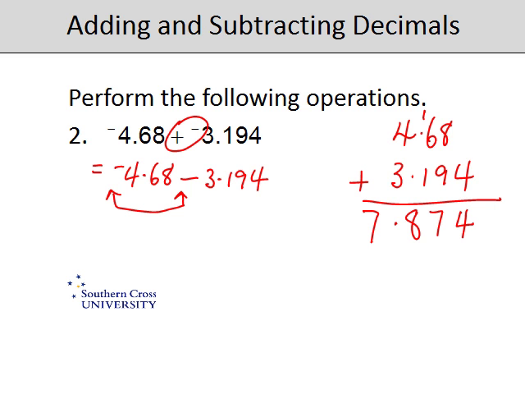And we need to know the sign of the answer. Now remember, the sign of our answer is equal to the sign of the largest number. Our largest number is negative, so we know that our answer here is negative. So it's negative 7.874 or negative 7 and 874 thousandths.